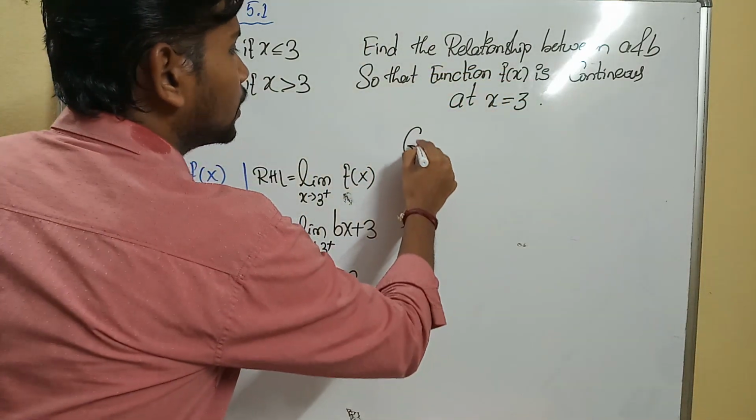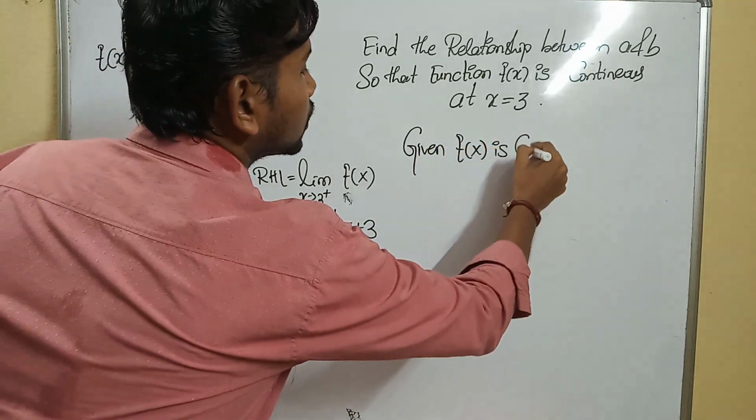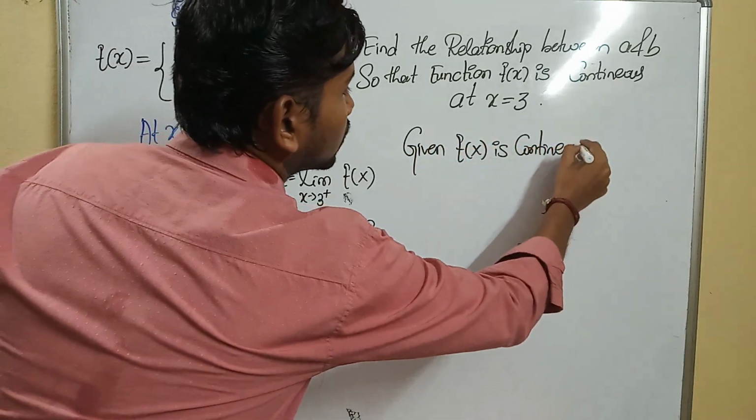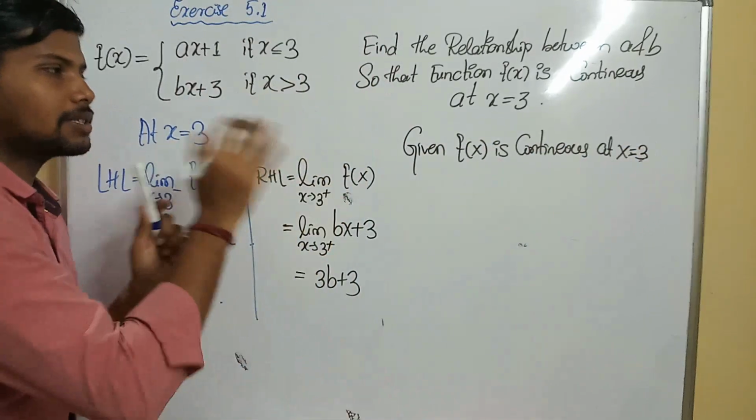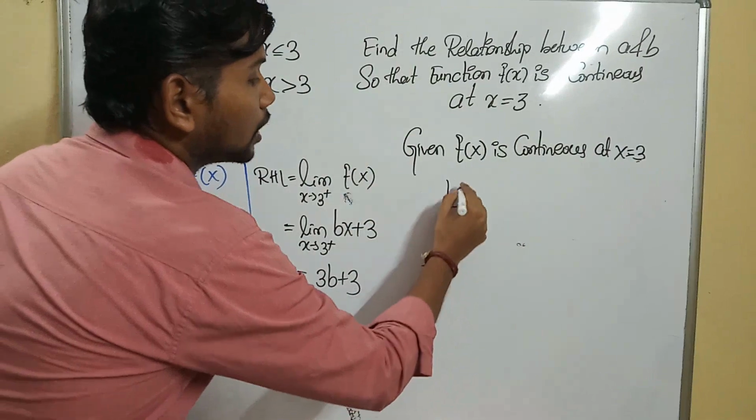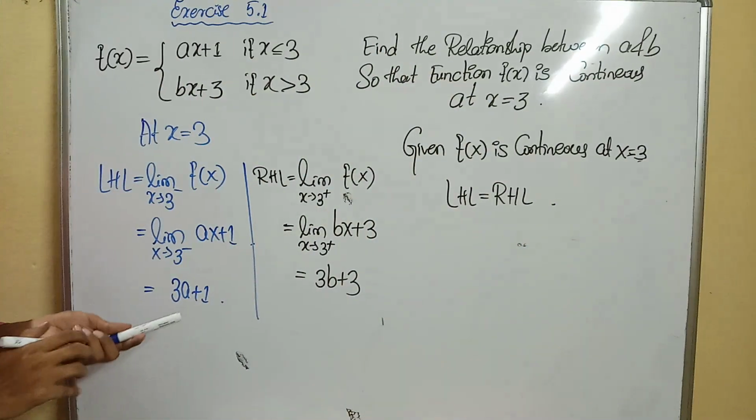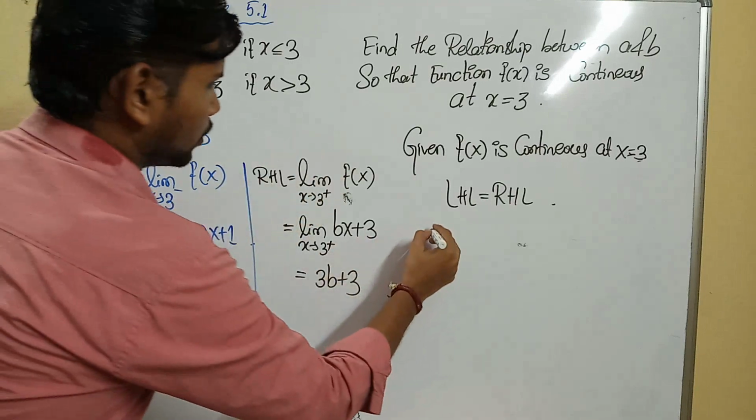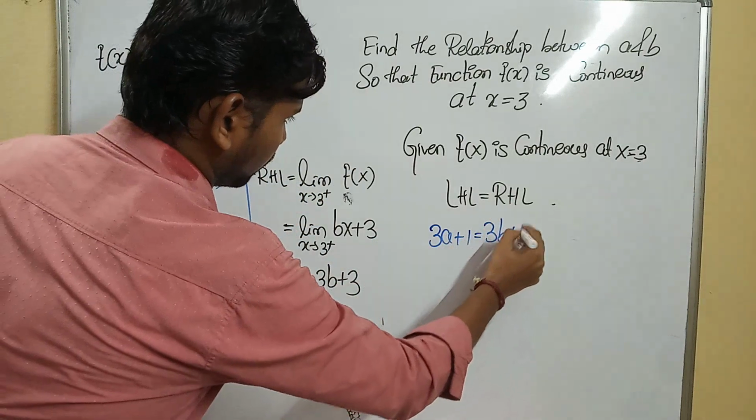The function is continuous at x equal to 3, given. They have already given that it is continuous at x equal to 3. So LHL must be equal to RHL by the given data. If LHL equals RHL, then 3a plus 1 is equal to 3b plus 3.